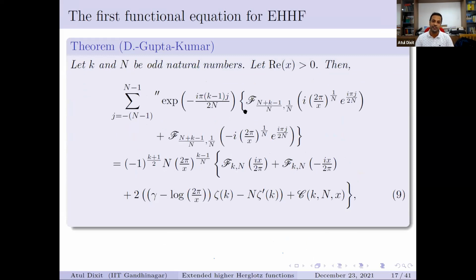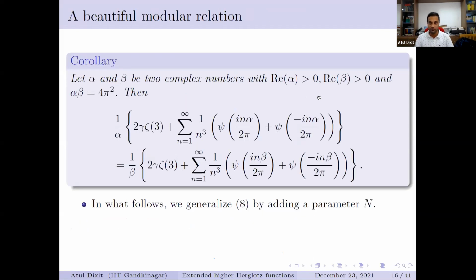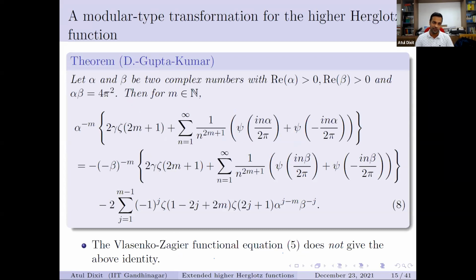So here is our first functional equation, where you have this addition of two extended higher Helmholtz functions. If you put n equal to 1, then specialize x to be in terms of alpha, and then use the relation alpha beta equal to 4 pi squared, you'll be led to this particular special case that we found.